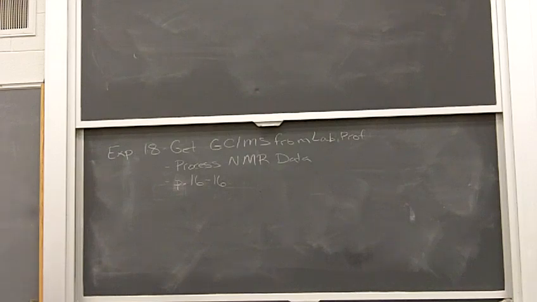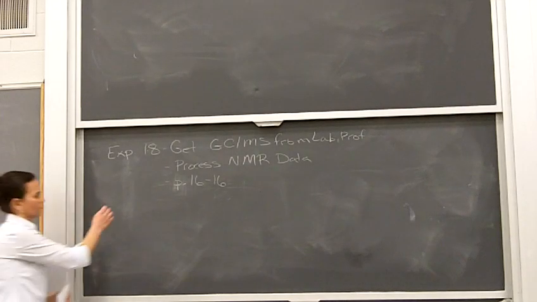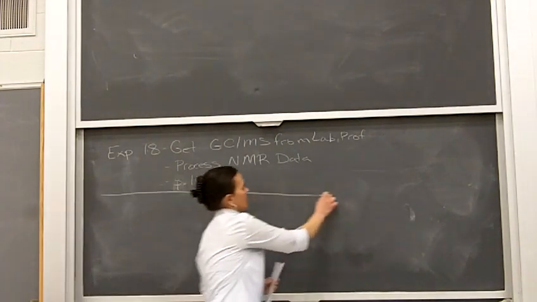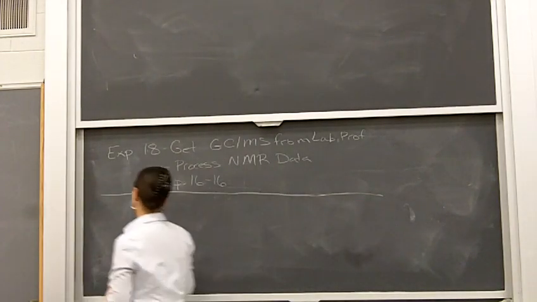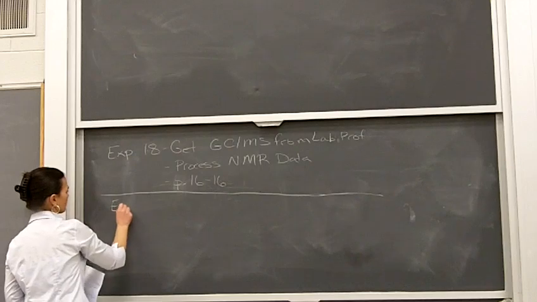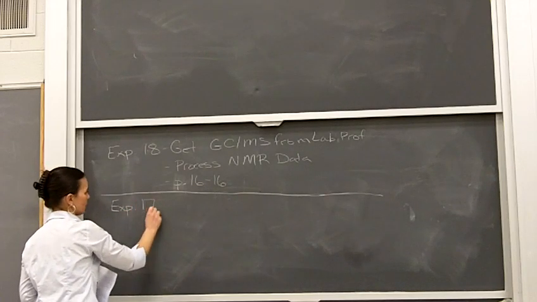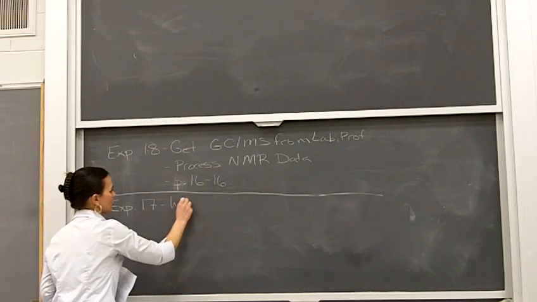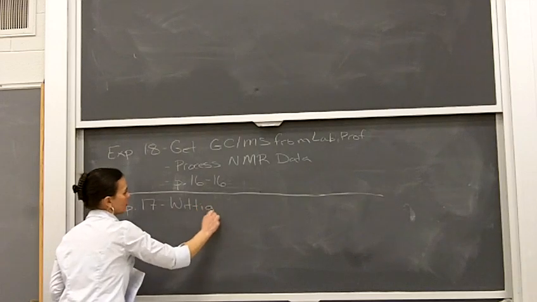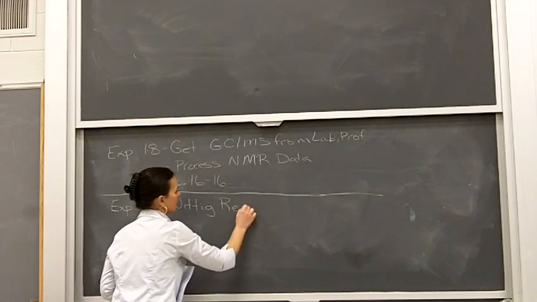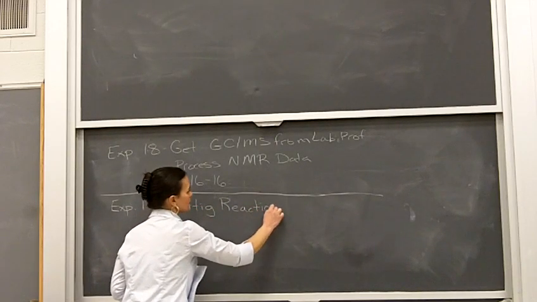All right. Let's look at experiment 17. So experiment 17 is going to use a lot of things that you have not encountered yet, including the reaction, the Wittig reaction you have not covered yet in lecture, but you will soon.